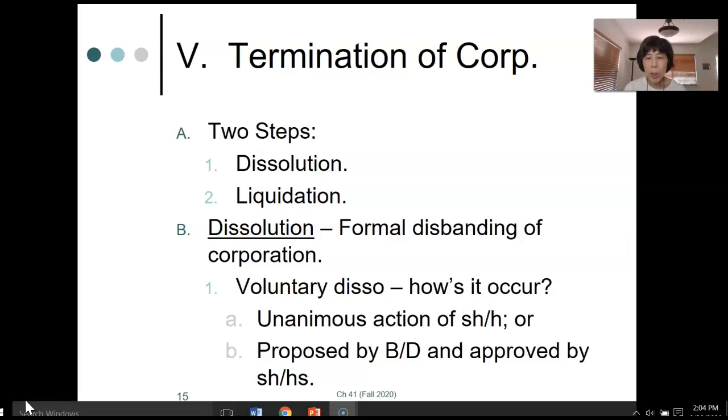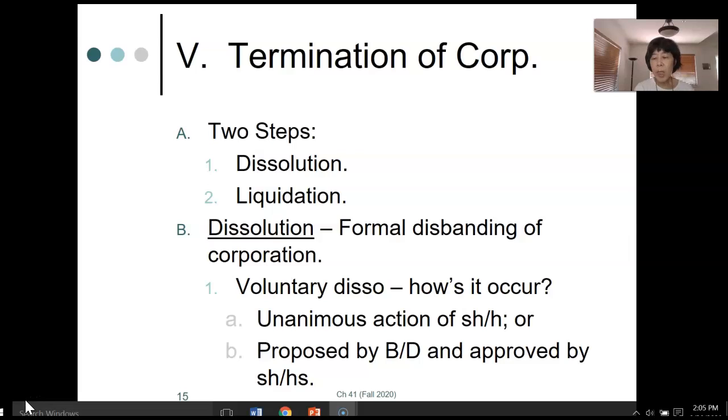Now we're going to take a look at the final phase of a corporate life, and that would be the dissolution or the termination of the corporation. So if there comes a point in a corporation's life where it no longer can operate profitably, or if it's a small business and there's lack of interest in continuing in the business, then the corporation needs to consider, and ultimately it may decide to terminate its existence.